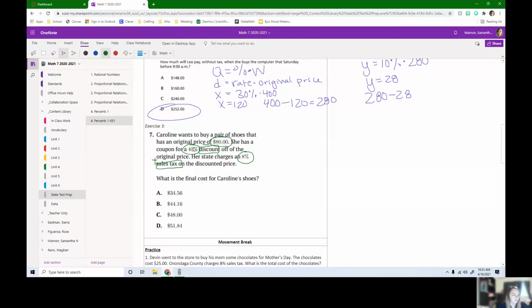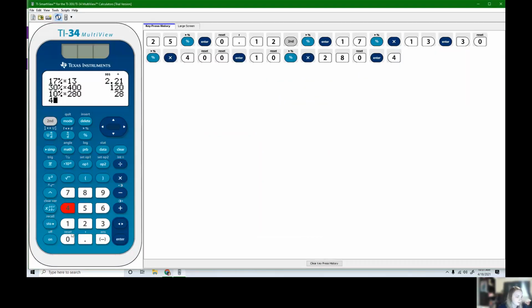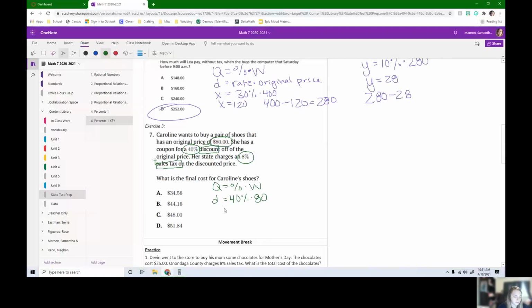So just like the last one, we can't combine these percents together. We need to do them as two separate steps. So we're going to do quantity equals percent times whole. First we're going to do the discount. So we need to figure out what that discount amount is. It's going to be 40% times the $80. So the discount amount, the amount we have to take off of the price, 40% times 80 is 32. So we need to take away 32 from the price of the shoes. If we do 80 minus 32, we get $48.